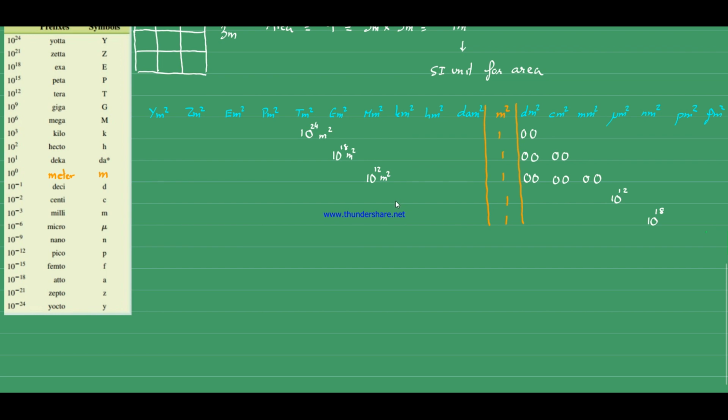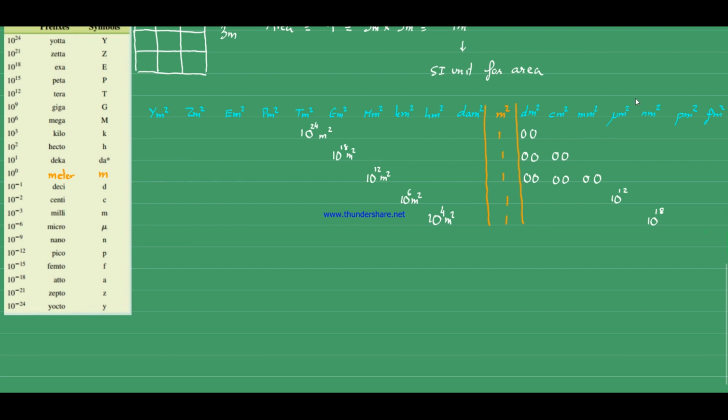And kilometer will be 10 to the 6 meter square, because we know last time 1 kilometer is 1,000 meter. So if you double the number of zeros, so we have 3 zeros, you have 6 zeros, 10 to the 6 meter square. Then 1 hectare will be 10 to the 4 meter square, and so on. Okay, so that is how you go from the left side to the right hand side.